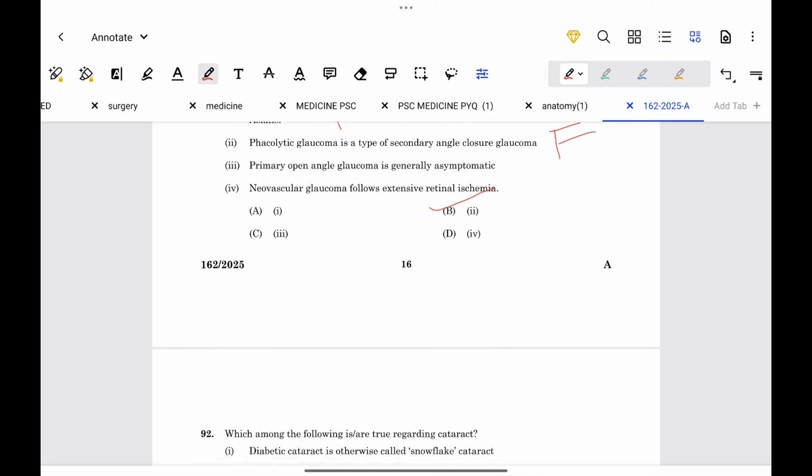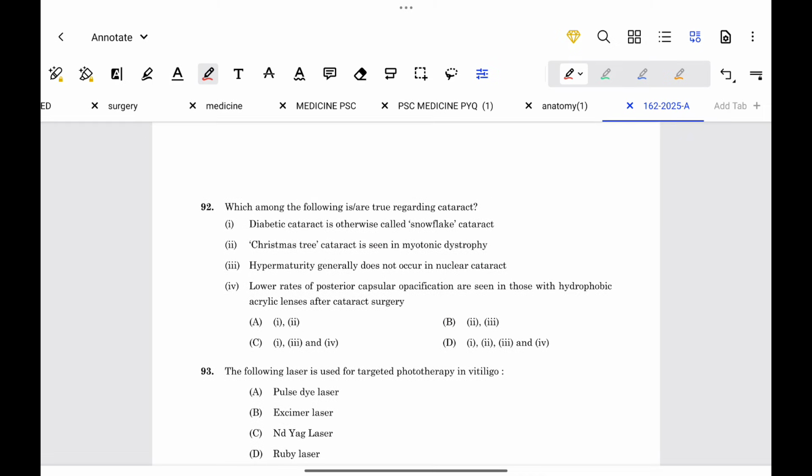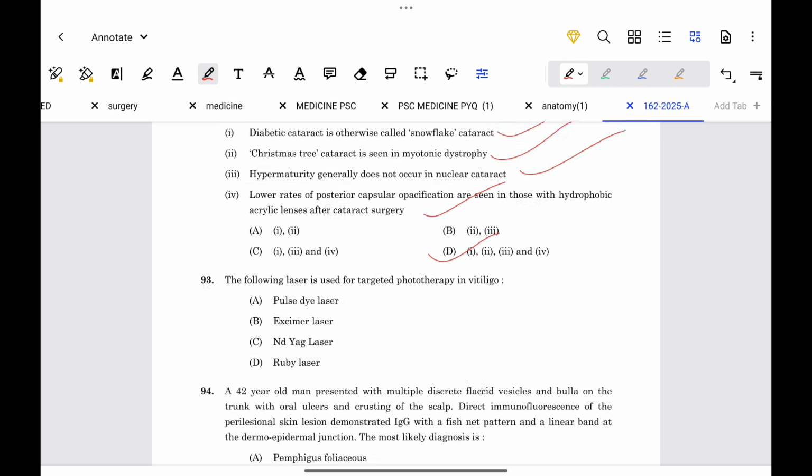Option B. Which among the following is true regarding cataract? Diabetic cataract is also called snowflake cataract. Correct. Christmas tree cataract is in myotonic dystrophy. Hypermaturity generally does not occur in nuclear cataract. True. Low rate of posterior capsular opacification can be seen in those with hydrophobic acrylic lens after cataract surgery. Correct. Option D, 1, 2, 3. Correct.